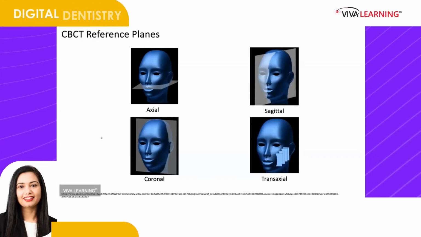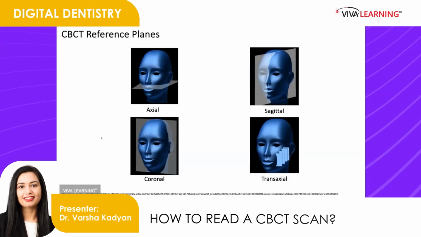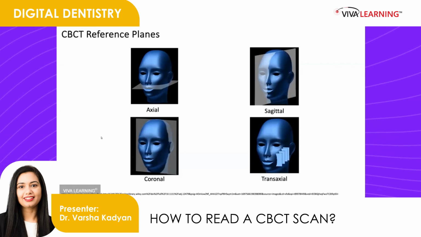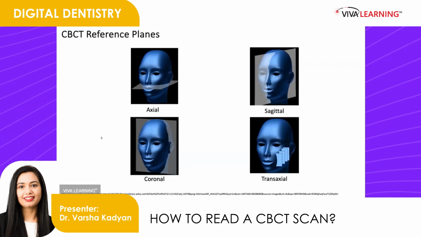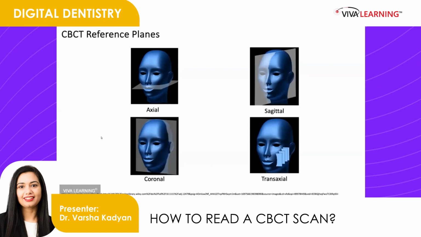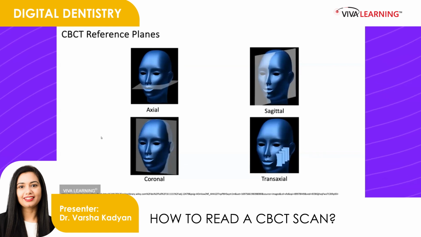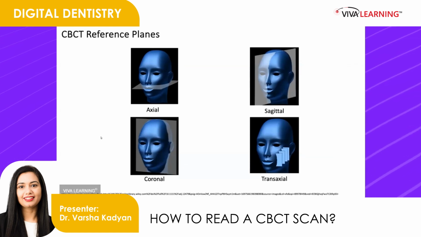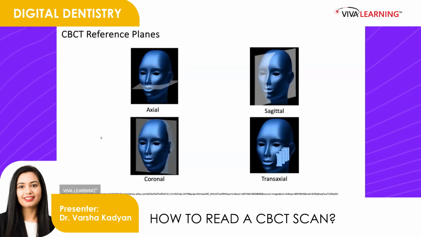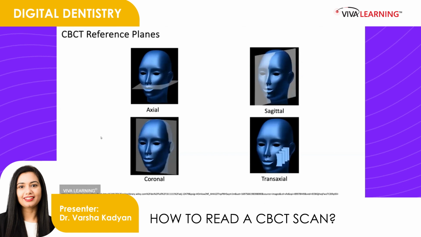These 4 pictures represent the different anatomic planes we see on a CBCT scan. So the true planes are axial, sagittal, and coronal, and the 4th one, which is more of a cross-sectional image where we get a series of cross-sectional images, is called the transaxial view, or the cross-sections, custom cross-sections.